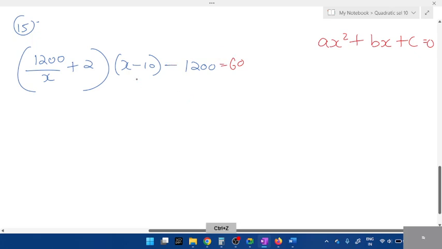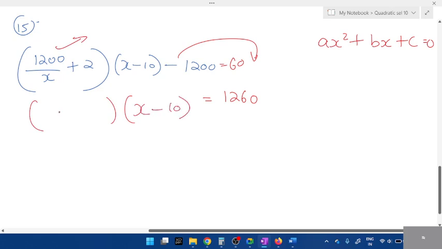For now, just shift this to the other side, students. 1200 goes to the other side, becomes plus, right? 1200 plus 60 is 1260. Fine. Next, use the bracket rule for this. Take LCM for this. Keep the bracket as it is. Take LCM. What's the LCM you get?